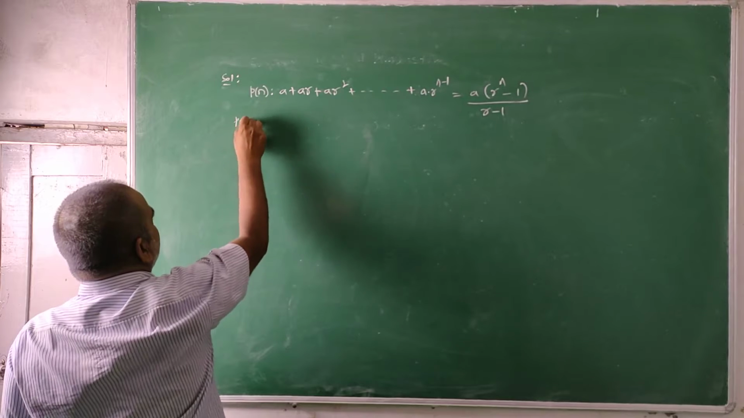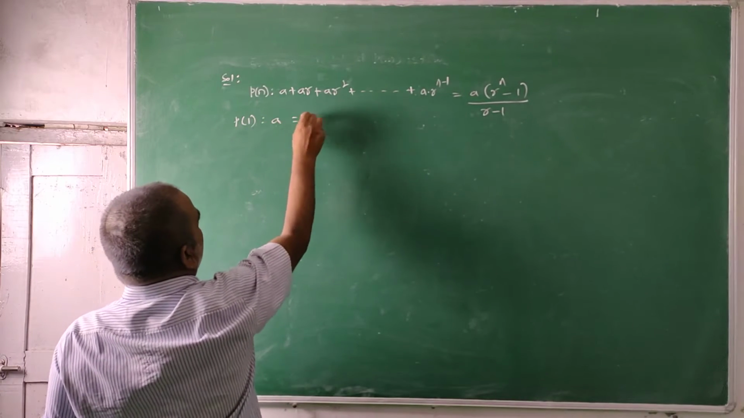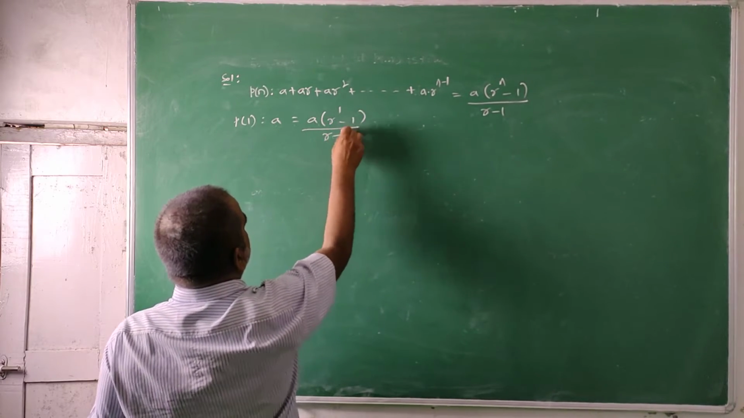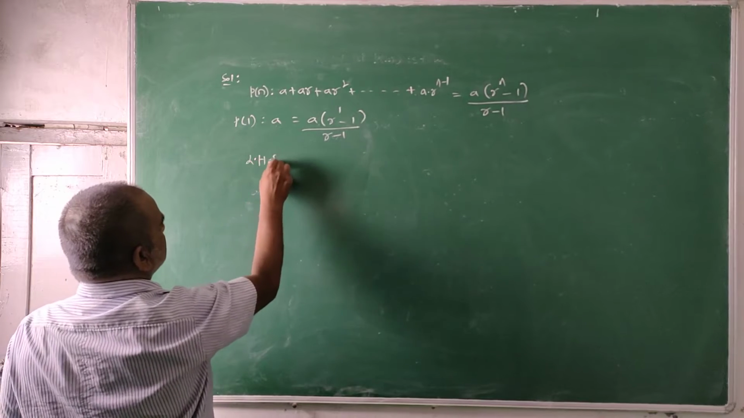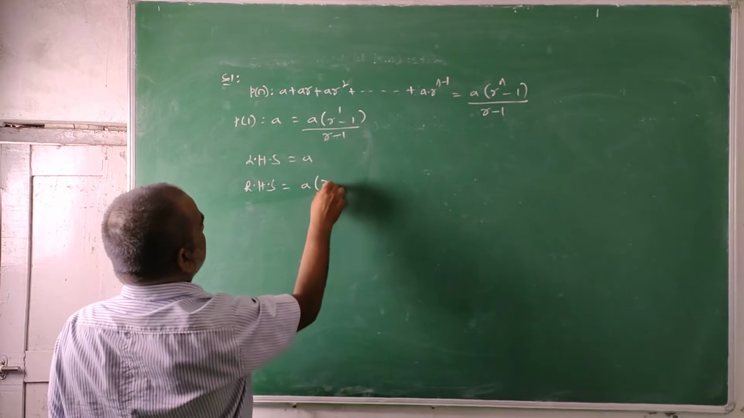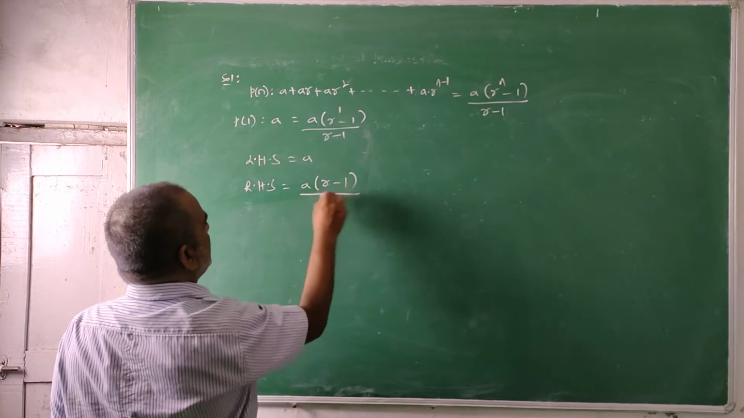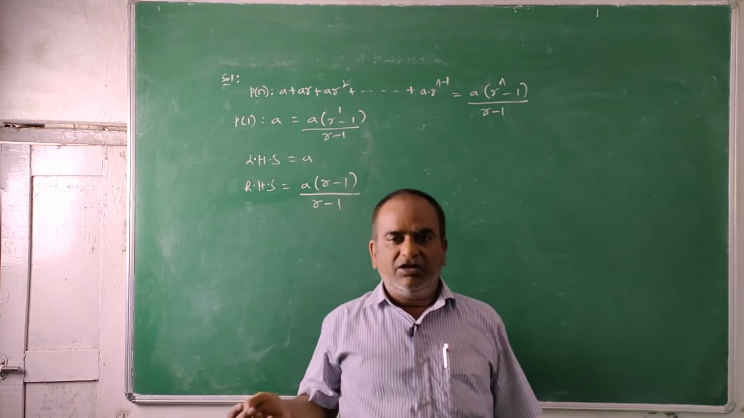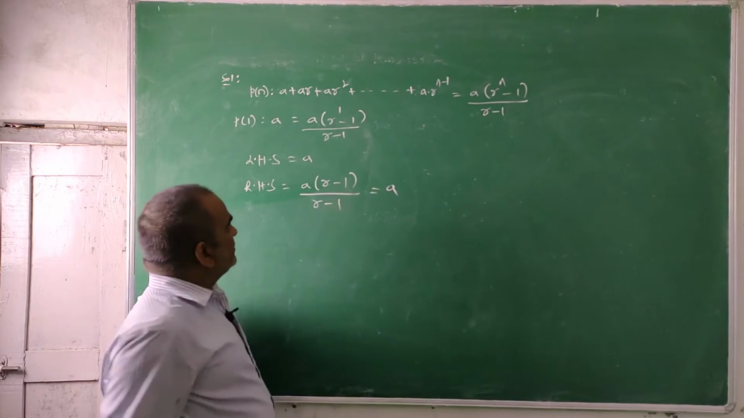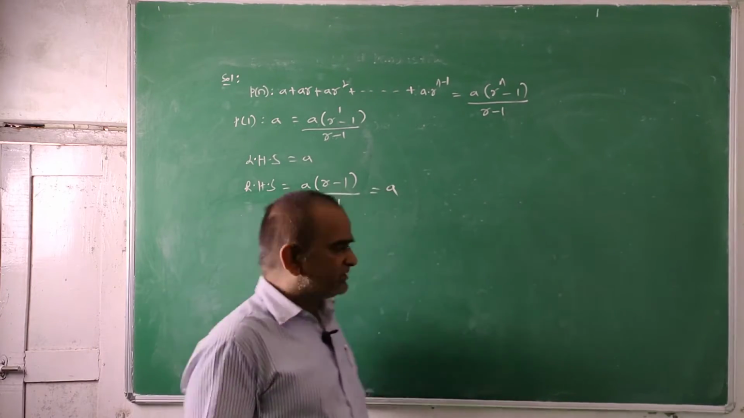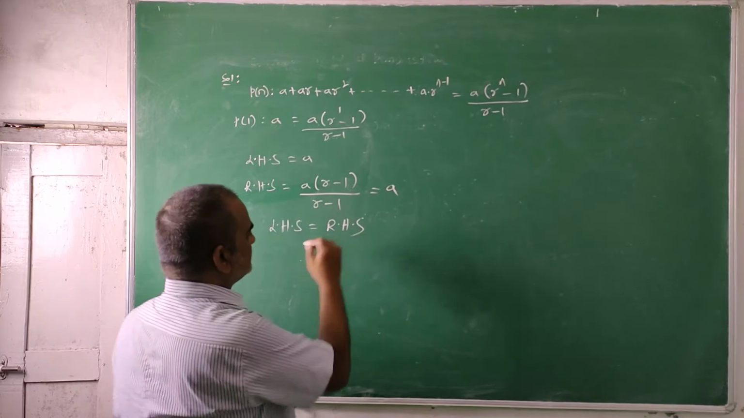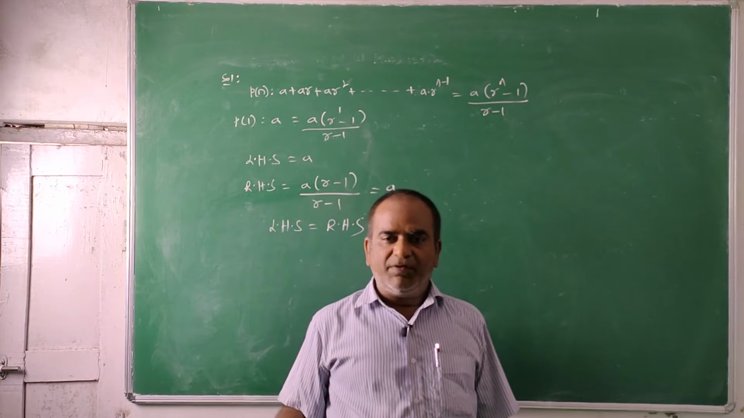Now solution. We'll see for P(1). So a = a(r^1 - 1)/(r - 1). Now let us see, LHS is equal to a. RHS equals a into (r^1 - 1), that is r - 1, by r - 1. Now that r - 1 gets cancelled, so you get a. So you have seen that LHS is equal to RHS. Therefore we can conclude P(1) is true.